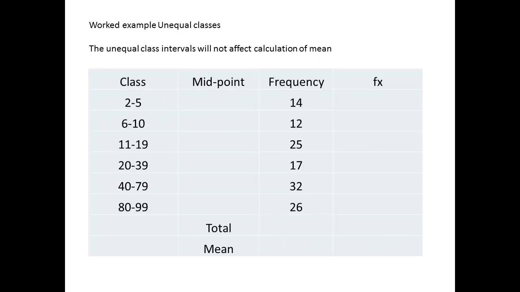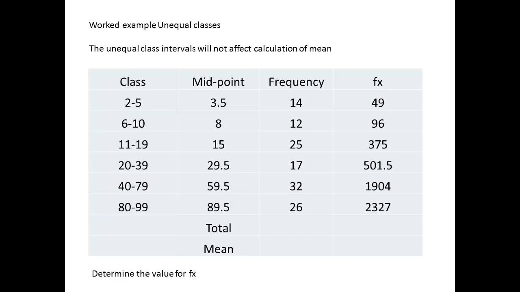If the classes are uneven, we will still use the same method. This example shows uneven classes. We will start by determining the midpoints for each class. Our table now shows we have determined the midpoint for each class. Then we have determined the value for fx, which is the final column of the table. Now determine the totals. The frequency total is 126, and the total for fx is 5252.5. Divide 5252.5 by 126, and we obtain a mean of 41.69.